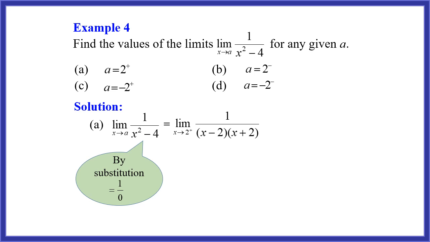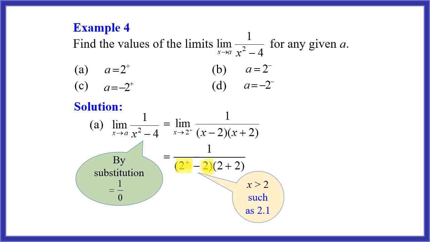Okay, so x approaches 2 from the right side. If we substitute the value, this x in the first part, 2 from the right side, is bigger than the 2 that we have to subtract here. Such that 2.1. So if we subtract 2.1 with 2, what do we have? We have 0.1, which is still a positive number. So we have 0 plus here. It's a positive 0. A positive 0 multiplied with a positive number is still a positive 0, so this part here is still a 0 positive. So the answer will be positive infinity.